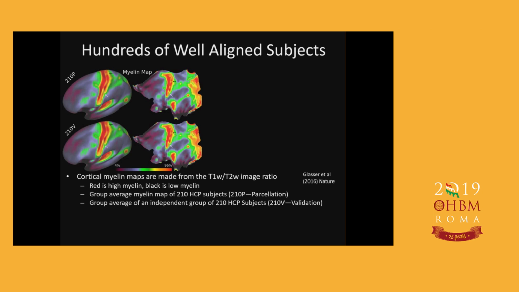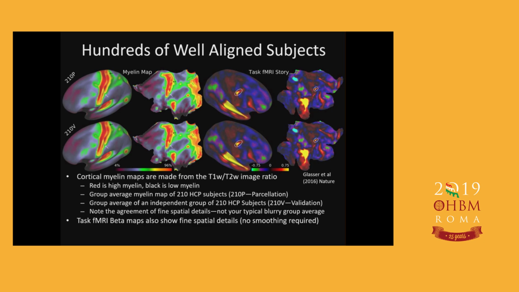And in an independent group of 210 subjects, we get a very similar map. These fine details are present in both of them. And so this is not your typical blurry average, and Dan, who'll be talking later, has actually written a whole paper on these variations in myelin mapping.